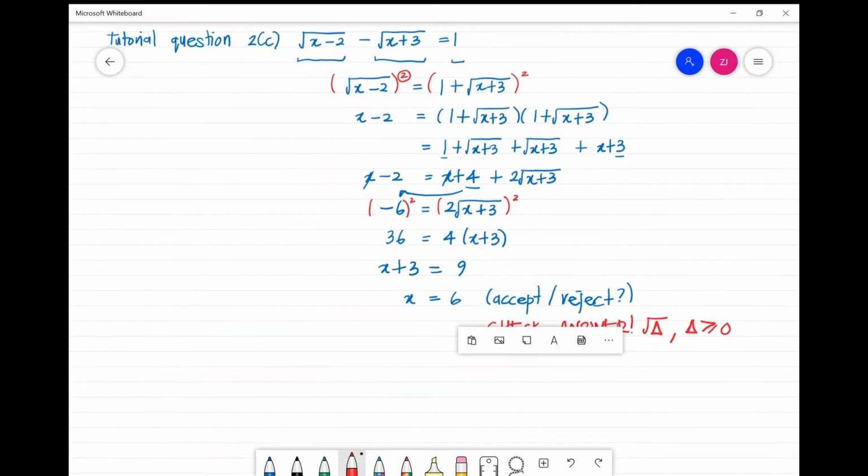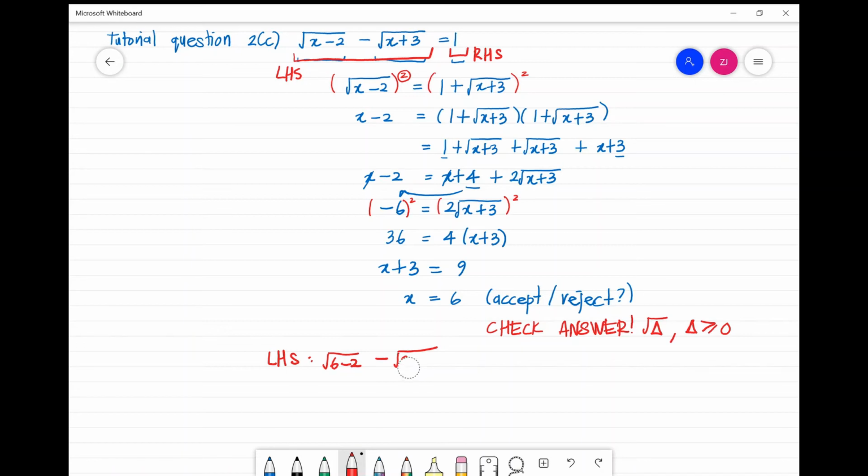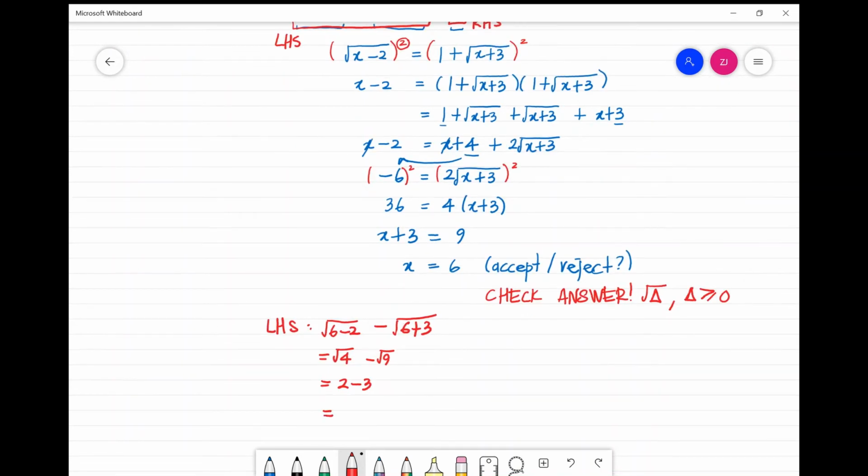Now let's substitute x equals 6. We call this the left hand side, and this is the right hand side. If we substitute x equals 6 into the left hand side, we have surd 6 minus 2 minus surd 6 plus 3. So we have square root of 4 minus square root of 9.